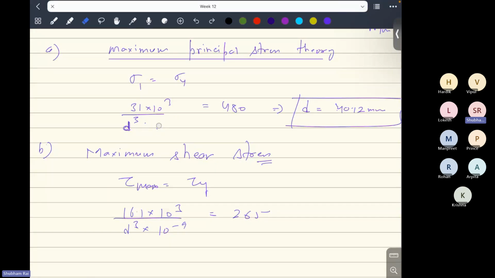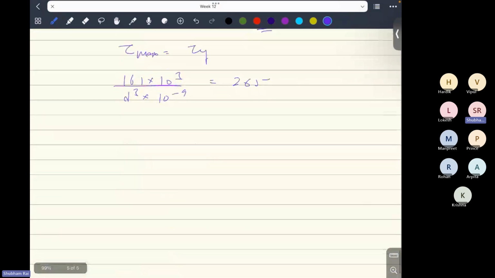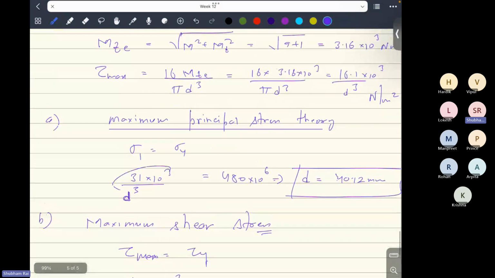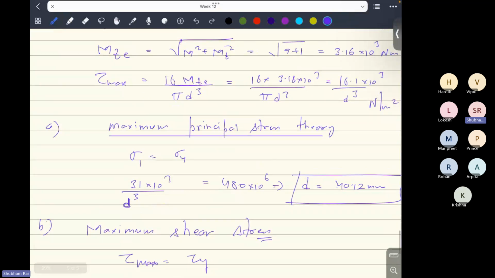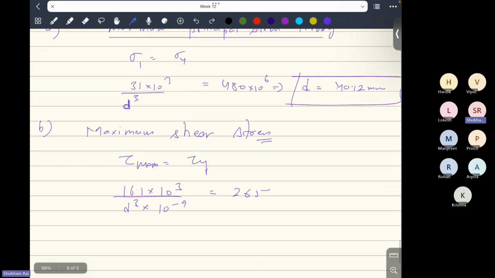So firstly, you find in SI units because this is in megapascal, so you can multiply this with 10 to the power 6, 480 into 10 to the power 6. So that will be in Pascal, Newton per meter square, and this is 31 into 10 to the power 3. So that is moment, so that is in Newton meters, right? And this is in meter cube, so you get Newton per meter square. And now later on you can convert D into mm, so you should get somewhere around this. Okay. Similarly here also.